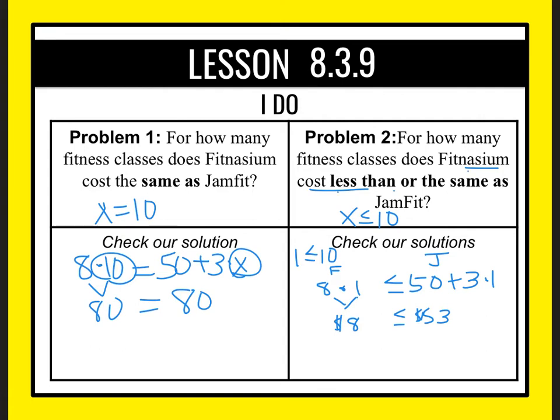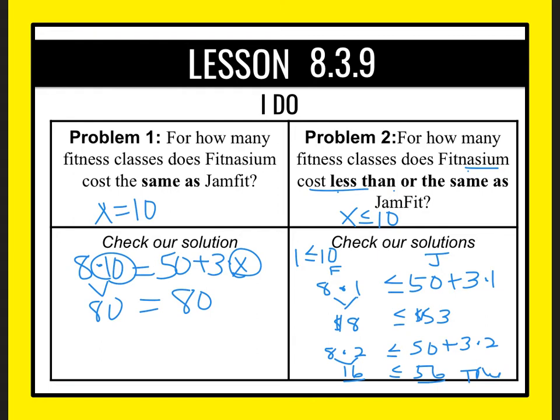All right, let me try 2 classes and see if that sounds correct. 8 times 2, I know that's $16. Less than or equal to 50 plus 3 times 2. There you go, that would be $56. So is $16 less than or equal to $56? That would make that inequality true. So it seems like my solution is correct.